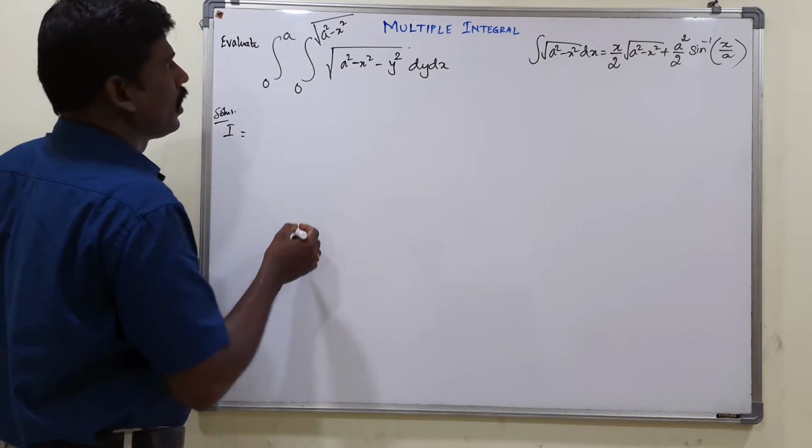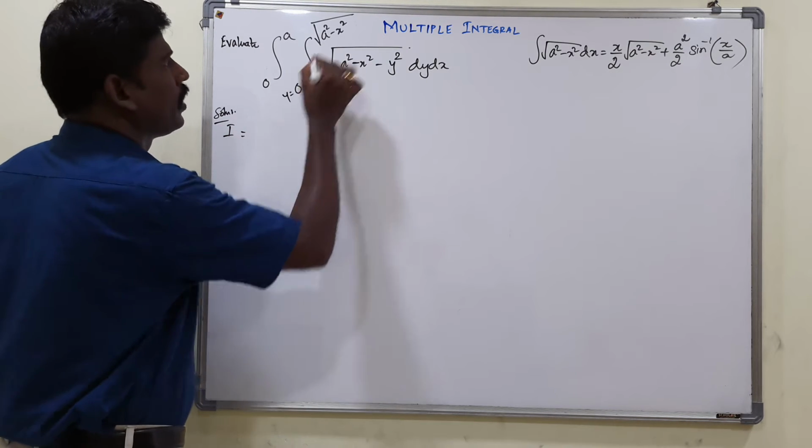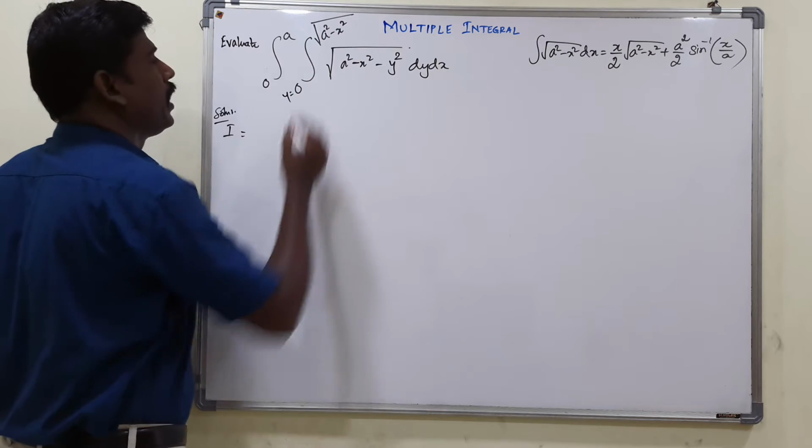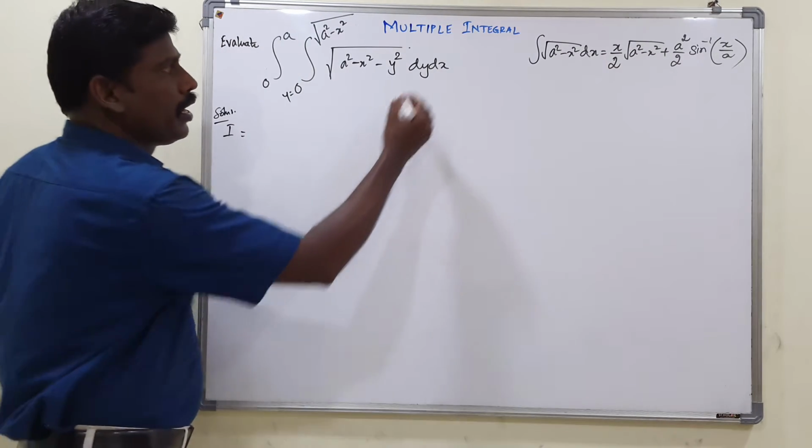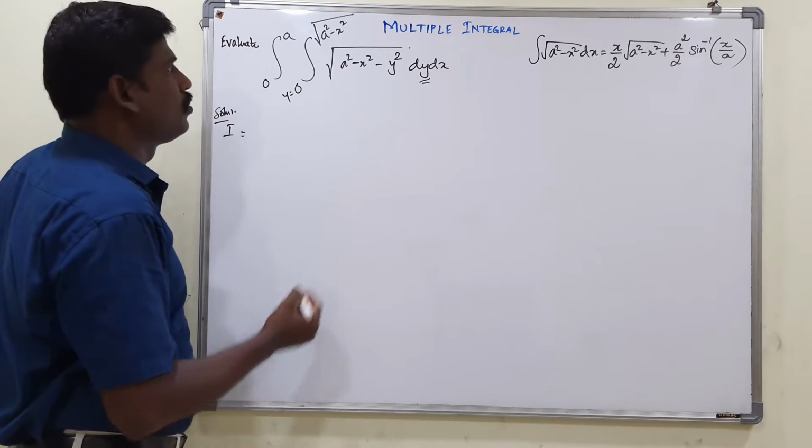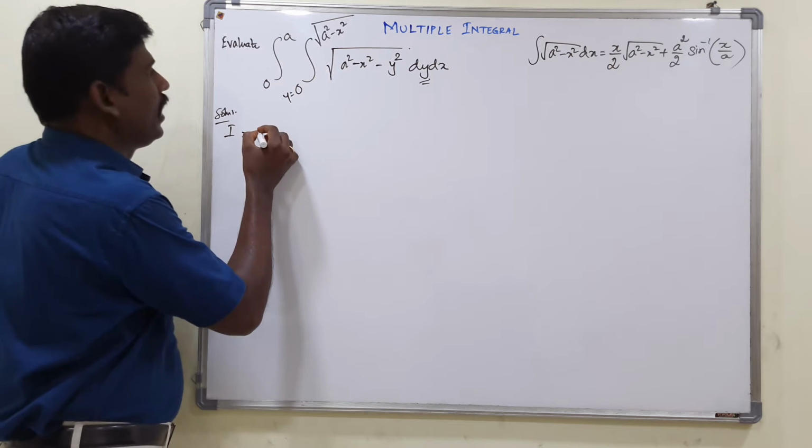Let us take the given integral as I. So look at the region of integration, it is a function of x, so this can be taken as the limit for y. Here the integral with respect to y comes first, so the given integral is in correct form.